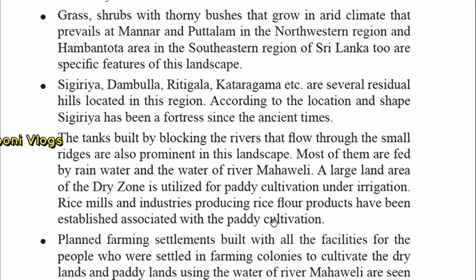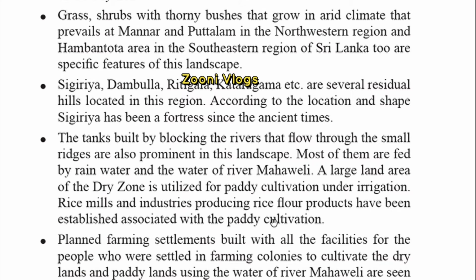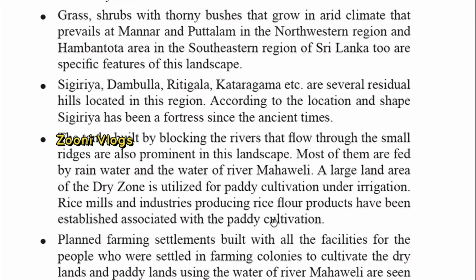Now here, do you know about the irrigation systems in the dry zone? Most of the ancient kings paid their attention to making tanks and the irrigation system. We call this the irrigation system, especially the kings who ruled in Anuradhapura and Polonnaruwa. So they made tanks blocking the rivers that flow through the small ridges. That is very prominent in this landscape. Most of them are fed by rainwater and water of river Mahaweli.